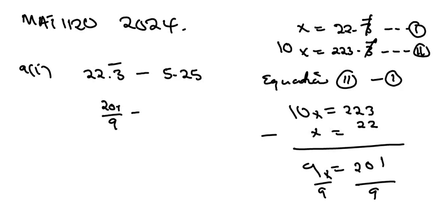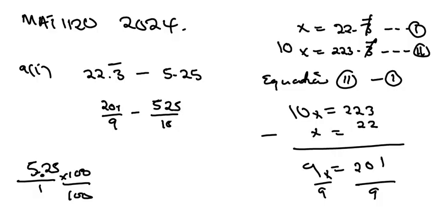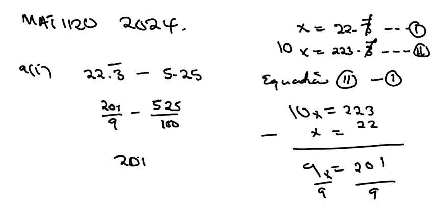This has no bar, meaning it's a perfect type of decimal number. We're simply going to multiply by 100 to get rid of the point. This is going to be 525 over 100. We can reduce it, so please let me remove this. So we're having a 201 over 9 minus, this is the same as 25 into 525.